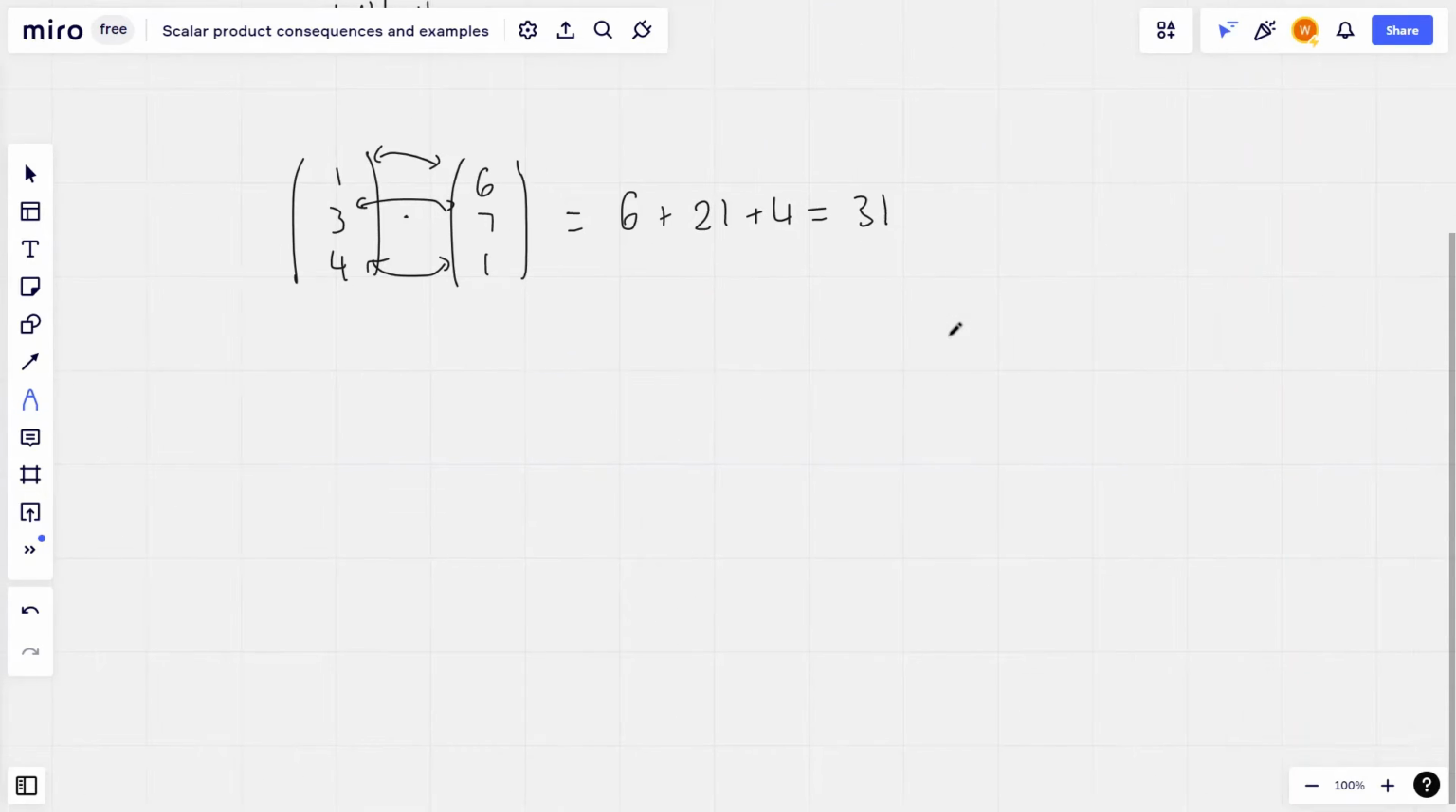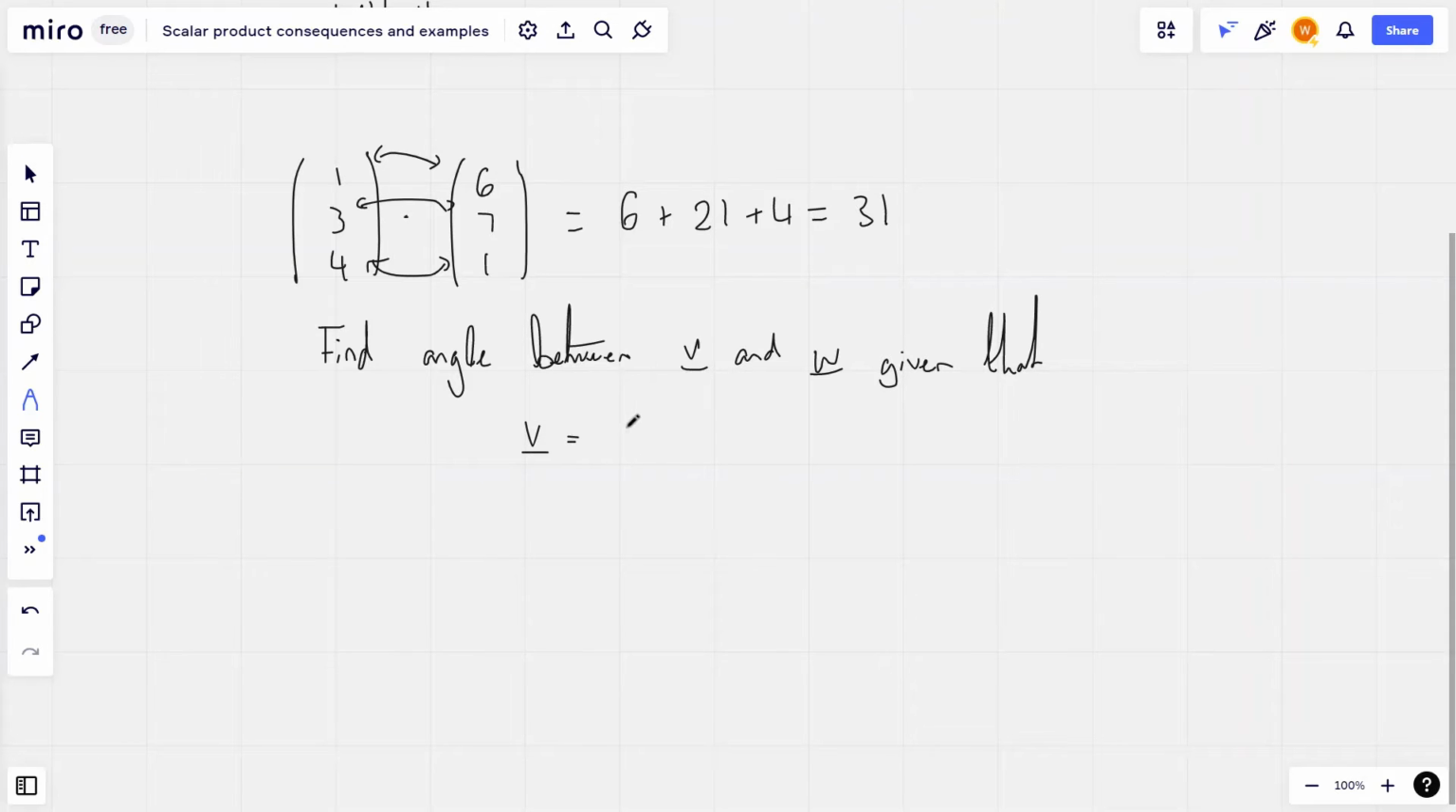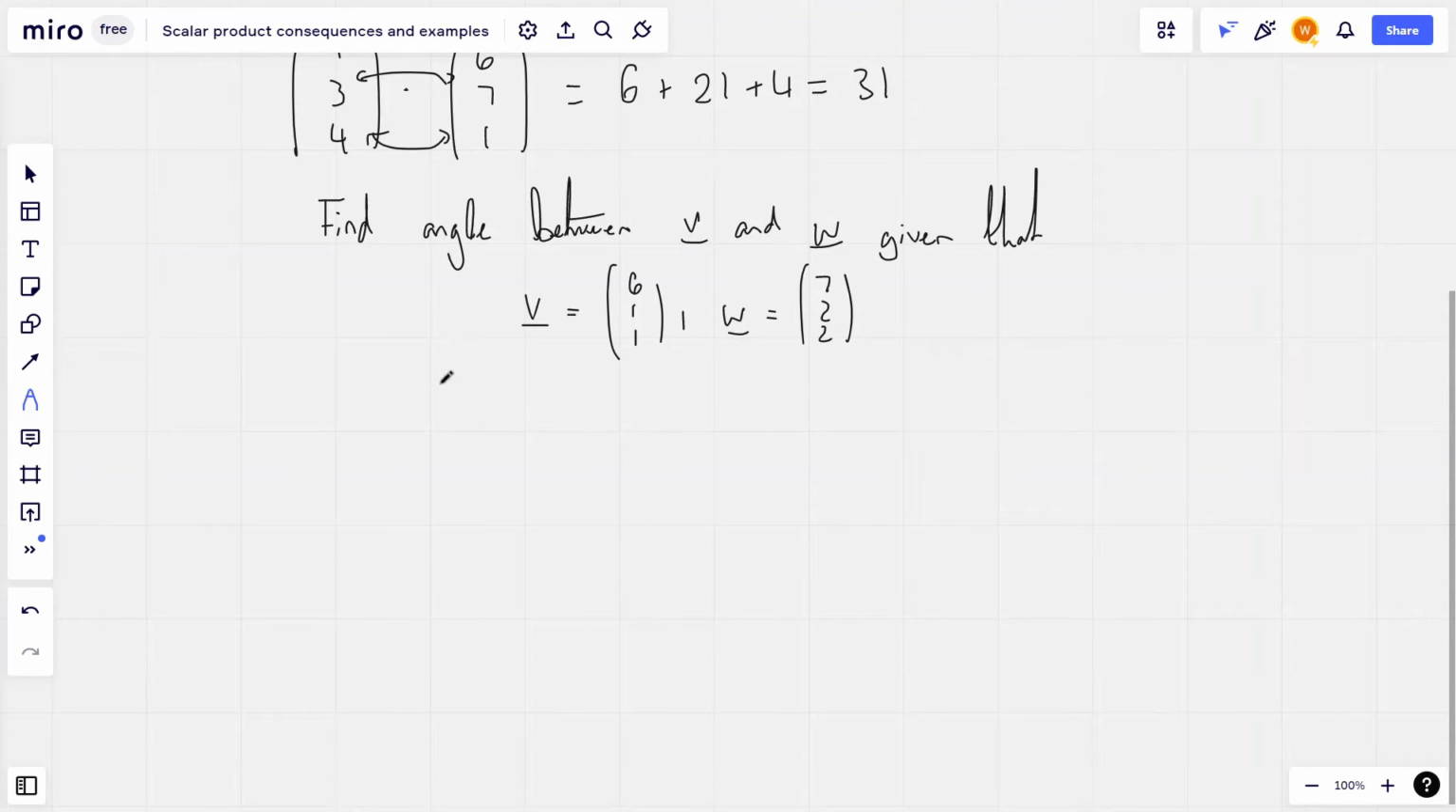Next example, if you want to find the angle between V and W given that V is equal to (6, 1, 1) and W is equal to (7, 2, 2). You can pause the video and give it a go yourself if you'd like to. So when we find V dot W, this is equal to 42 plus 2 plus 2, which is equal to 46.